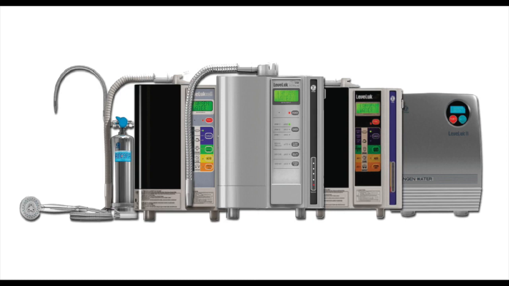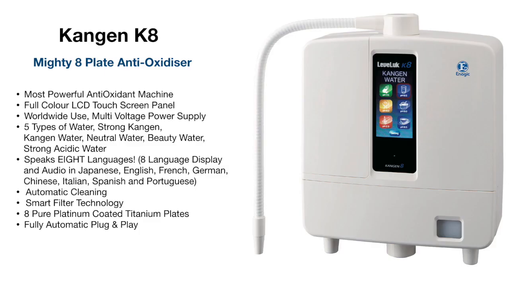So starting with Enagic's newest machine and the most powerful, we have the Kangen K8. So here are some of the features with the K8. Number one, it has 8 built-in titanium plates that are dipped in platinum. And that means higher antioxidant reading, higher ORP reading, because the water now has more chance, more opportunity to flow up and down those titanium plates.